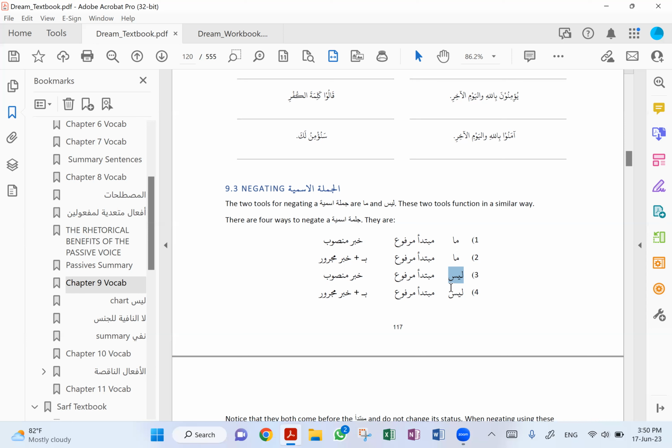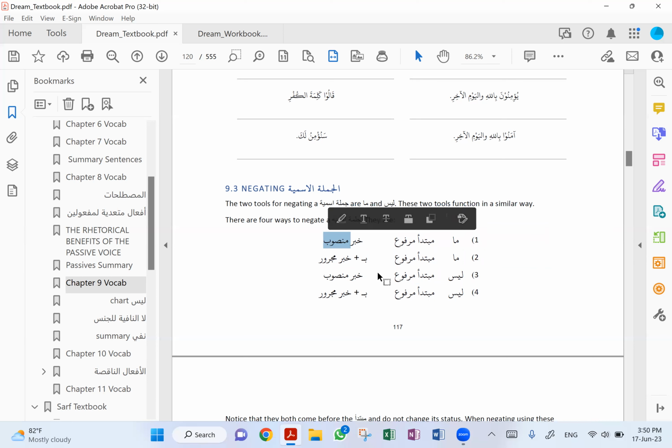So the same thing here, laysa is going to make the mubtada marfu' and the khabar is going to be mansub, unless it comes with a ba zaida. Same thing. Now this ma, normally ma does not do this kind of job, right? Normally ma does not have this kind of effect, unless it's ma shartiya or something like that. But because this ma is acting like laysa, it is going to also make the mubtada marfu' and it's going to make the khabar mansub, because it's trying to copy laysa in its job.